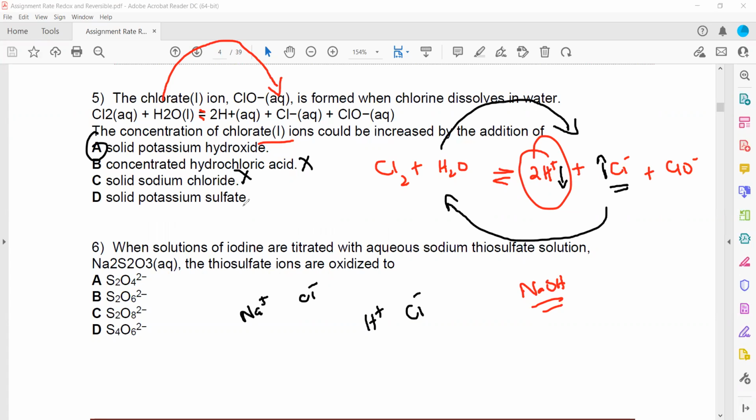And adding potassium sulfate. It does not have any reaction here, because you don't find a reagent which is reacting. When we add potassium sulfate, it will form potassium ion and sulfate ion, but you cannot find their reactions with any of the reagents, so it does not cause any shifting of the equilibrium. That's why for question 5, A is the right answer. Is it clear? Question 5.